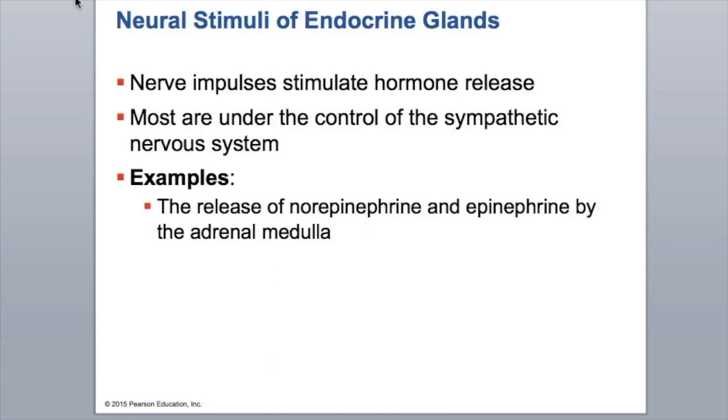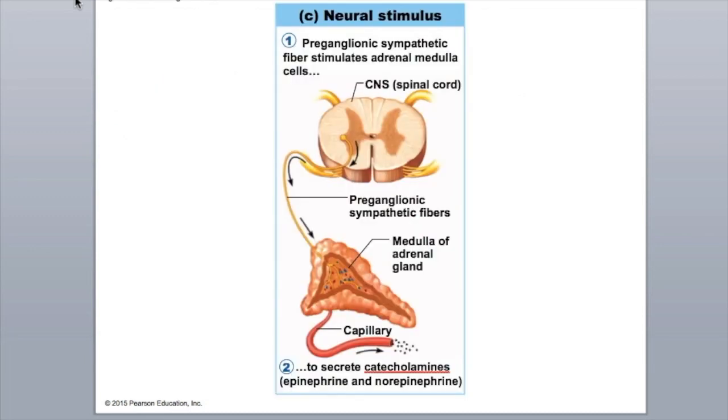Your third one is your neural stimulus. Your nerve impulses stimulating the hormone release. This is where norepinephrine and epinephrine come into play. This is what's happening in your adrenals with your stress hormones. Most of these are under your sympathetic nervous system, your sympathetic nervous system being the nervous system that you have no control over. And there is your picture, central spinal cord, preganglia.